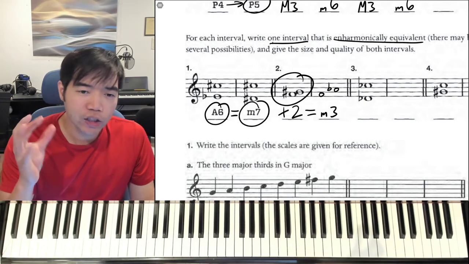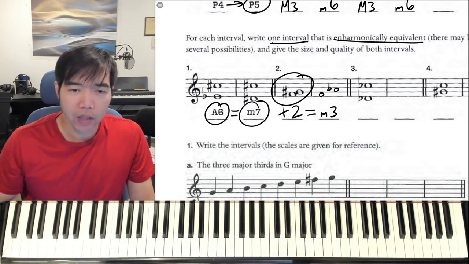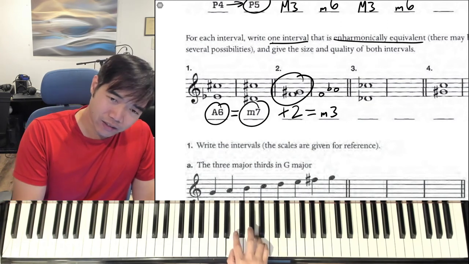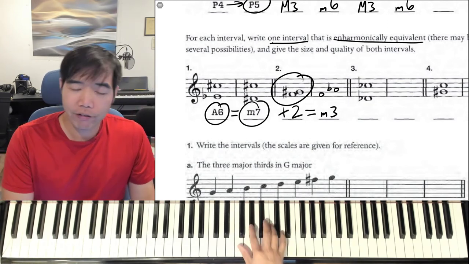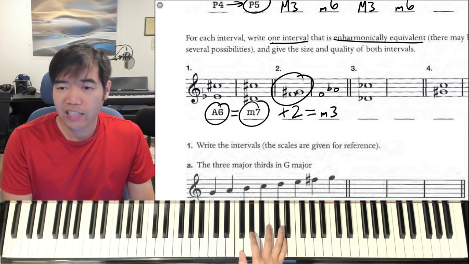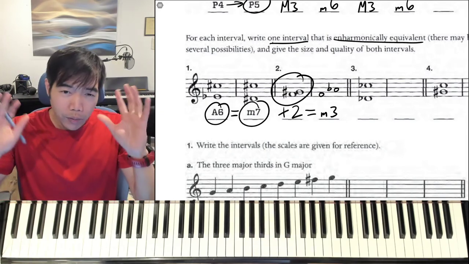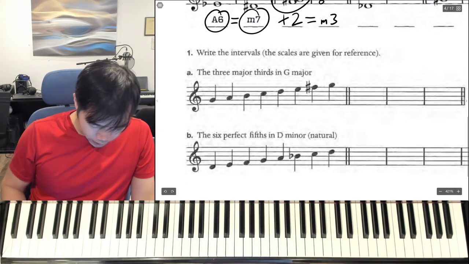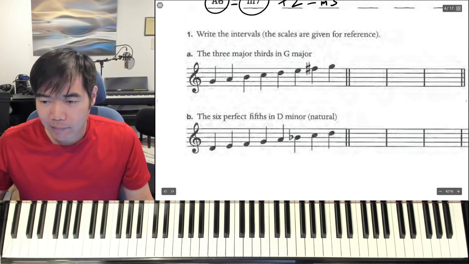It's because the function is different in relation to the context. In the key of A minor, that's going to sound dissonant. In the key of F minor, it's going to sound like a very typical sound. Okay, so that's why we need these different spellings. All right, let's take a look at the next example here.